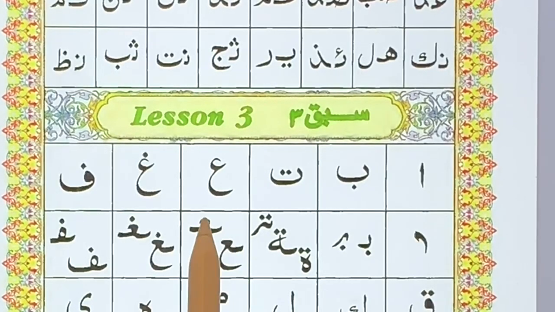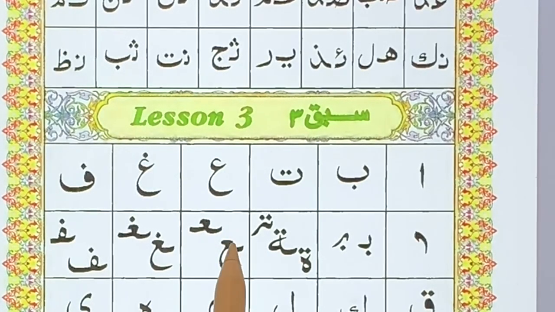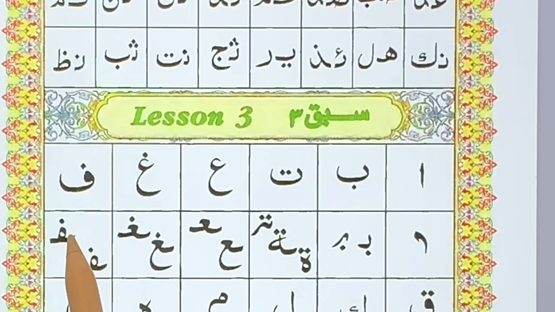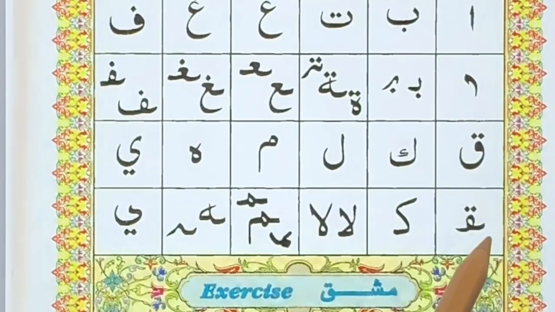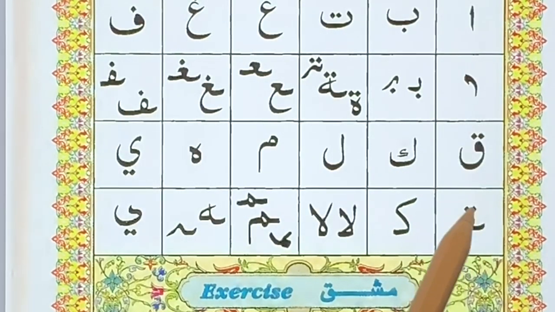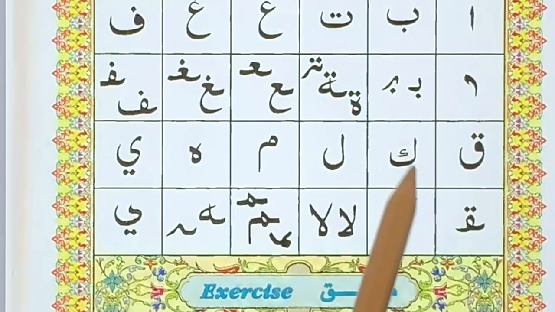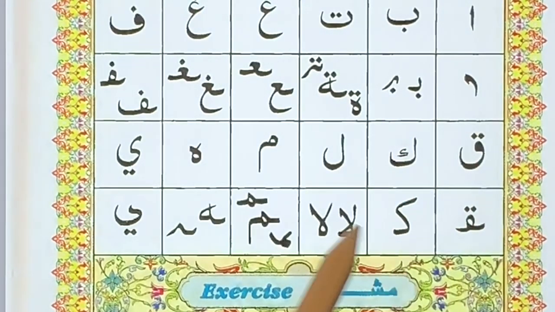Ain in the middle of the word could look like that. At the end, it looks like this. Ghain looks like that in the middle, looks like that in the end. Fa looks like that in the middle of a sentence. Always remember one dot for fa, or like this in the end form. Qaf will look like this. You'll remember the two dots for qaf. Kaf, it'll look like this.